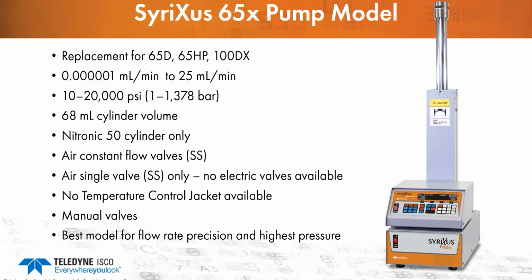65X, the best model for very precise low flow rate and high pressures. This pump cylinder is available only in Nitronic 50. It is not available with temperature control jackets. This pump model is very popular in geological studies, deep sea drilling simulations, and core flooding applications.